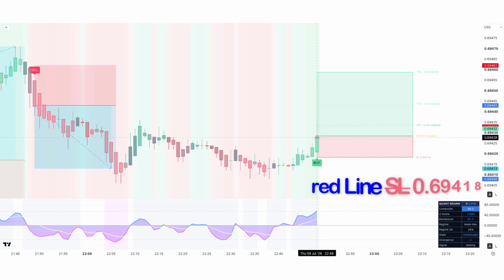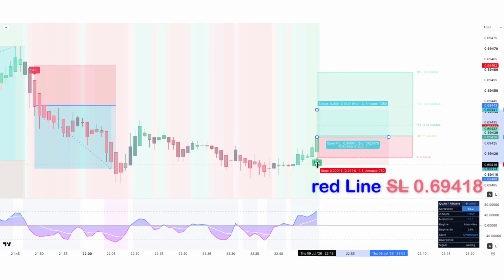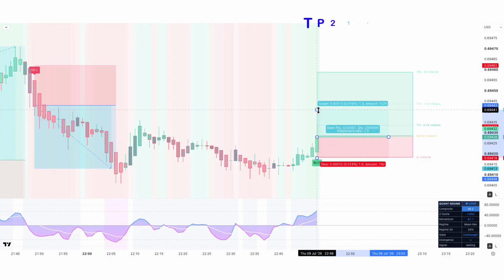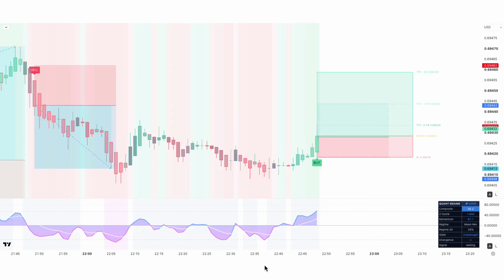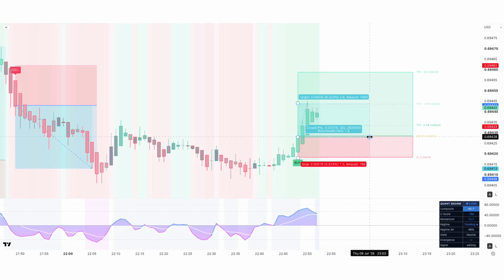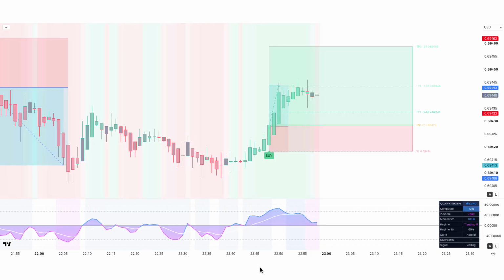0.69429. Our stop loss is to be placed at the red line SL 0.694180. And the risk to reward ratio will be TP2 1.5R 0.69444. We have won the trade. Let's find the next trade.